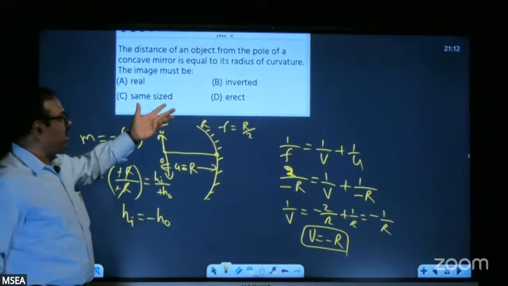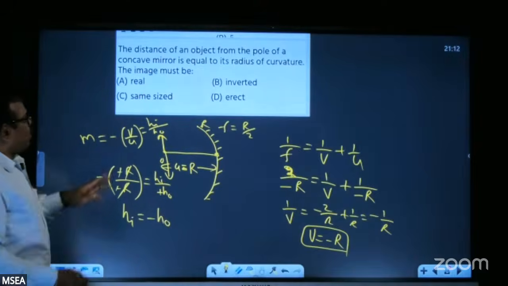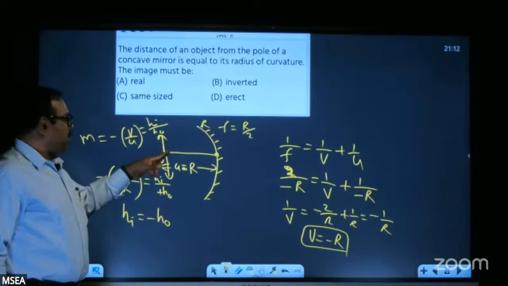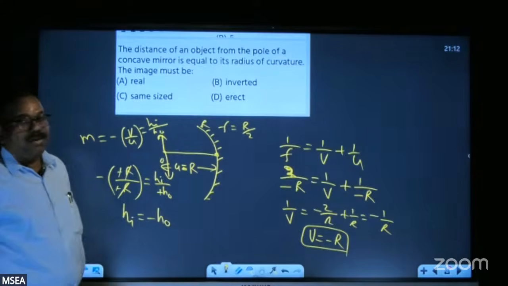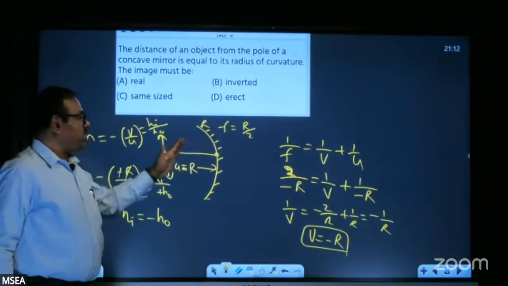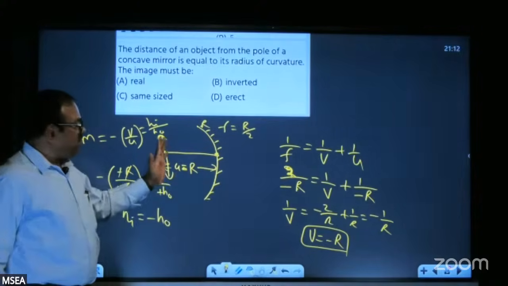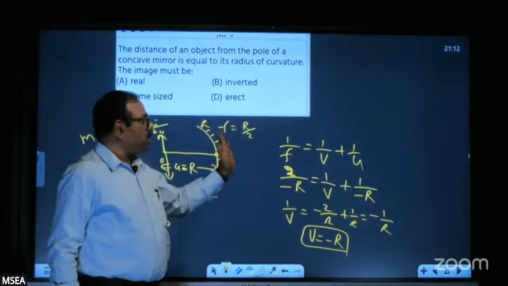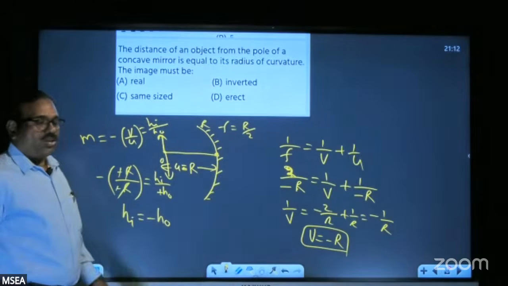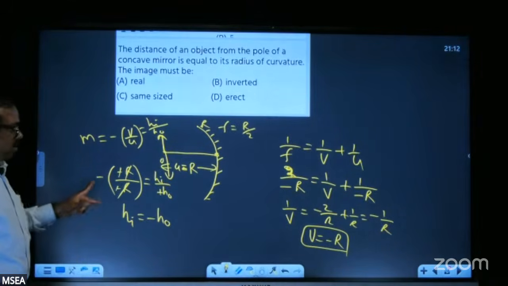Then what are the things you can remember? It should be inverted, and what type of image is this? Is that a real image or not? Yes, because whenever the image is formed in front of the mirror, we can say it is a real image. If the image is formed behind the mirror, then we can take it as a virtual image. But in the case of a lens, it is the reverse. So that way you have to remember.